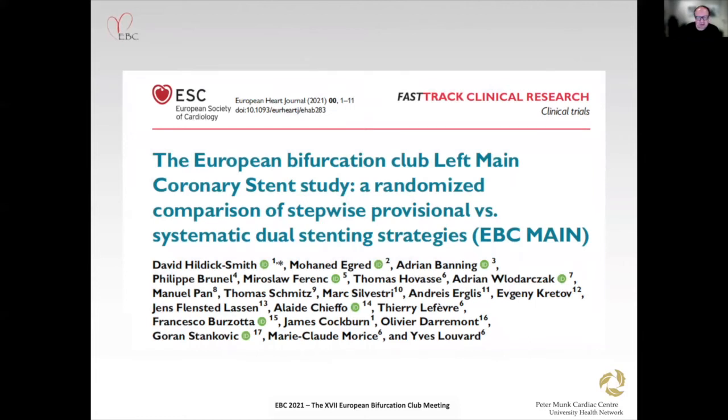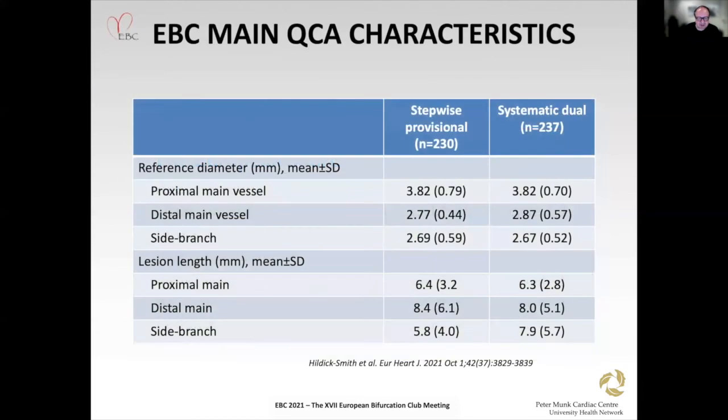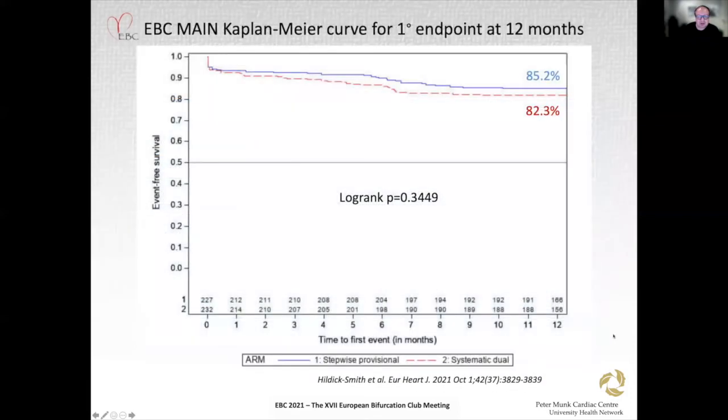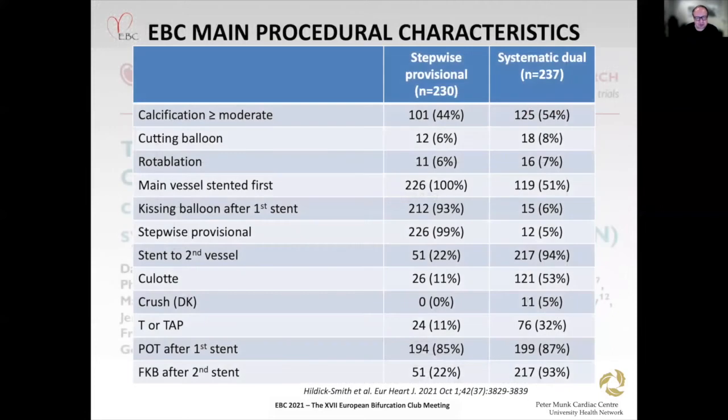Just briefly, the European Bifurcation Club left main, somewhat different, but a very important study. But clearly these are not definition complex patients, with side branch lengths under 10 millimeters in both groups. A wash, similar results in both the stepwise provisional and systematic dual approach.